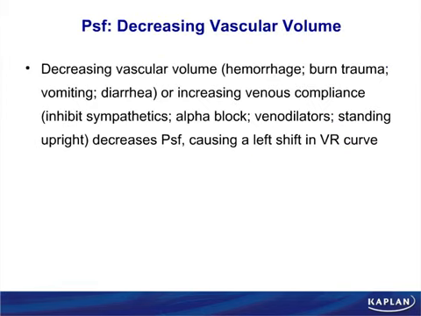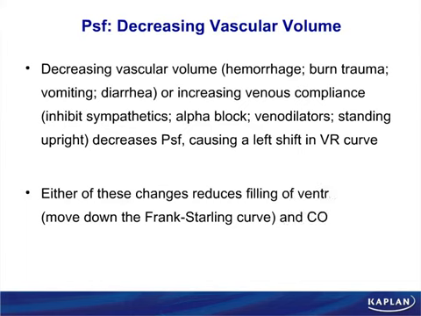All right, now let's go the other way. Let's decrease PSF. How do we do that? Decreasing vascular volume, like with hemorrhage, burn trauma. Remember, in burn trauma, we're going to lose volume in the vasculature. That plasma just leaks out. Vomiting, diarrhea. We can also increase venous compliance to decrease PSF. As we discussed, this is inhibiting sympathetics, alpha block, venodilators. Again, venodilators are going to have a bigger effect in general than alpha blockers. And again, standing upright. All of this decreases PSF and will cause a left shift in the venous return curve.